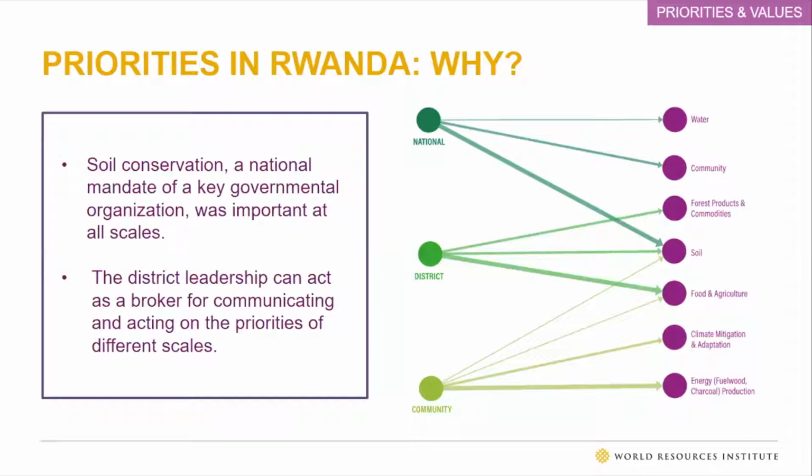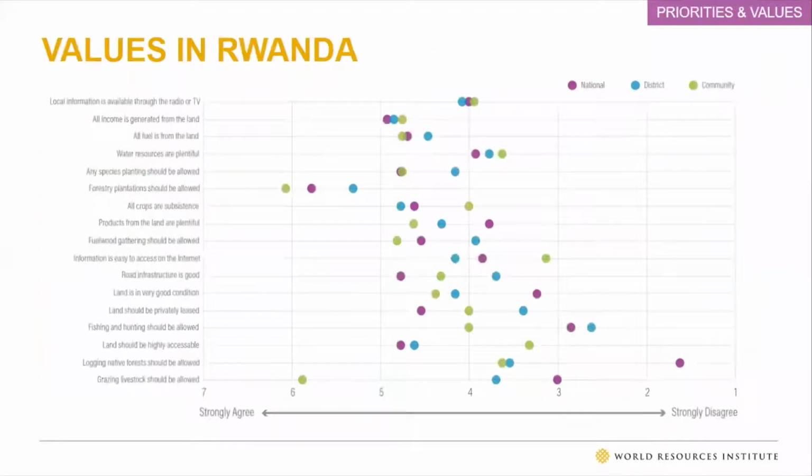And it was found that there were a lot of priorities that bridged both the national and community scale at the district level. So the district leadership can act as a broker for communicating and acting on the priorities of different scales. And finally, it's a bit difficult to read, but I would refer you to the guidebook to look at the values questionnaire that we've done.